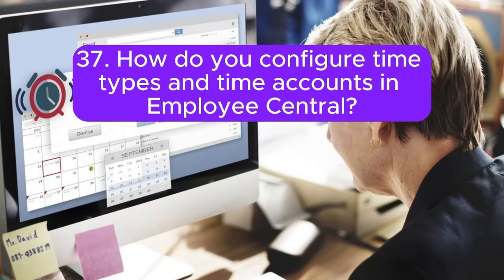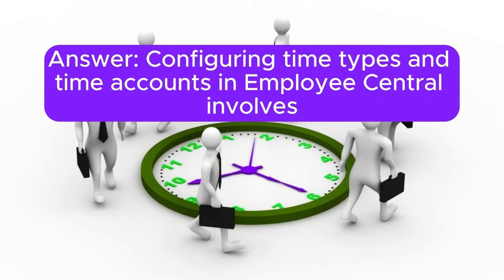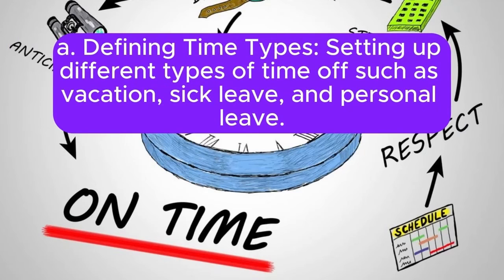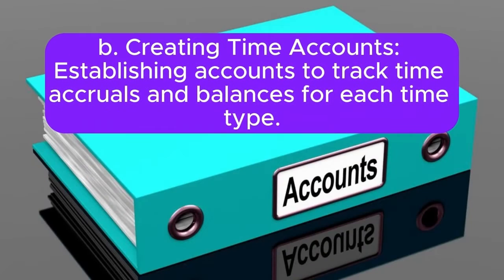37. How do you configure time types and time accounts in Employee Central? Answer. Configuring time types and time accounts in Employee Central involves A. Defining time types, setting up different types of time off, such as vacation, sick leave, and personal leave. B. Creating time accounts, establishing accounts to track time accruals and balances for each time type.